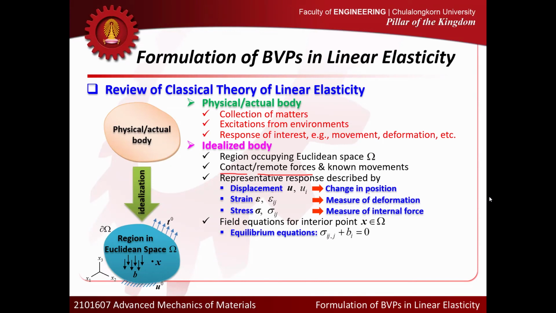Okay, actually the original form should be sigma ji comma j plus bi equal to zero. Can anyone tell me why I can switch the indices i and j? Sigma ij comma j plus bi equal to zero, or sigma ji comma j plus bi equal to zero. They are equivalent. Because what? Because the stress is symmetric. Okay, that is right.